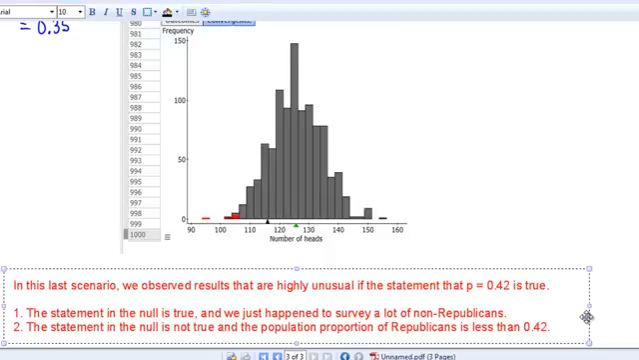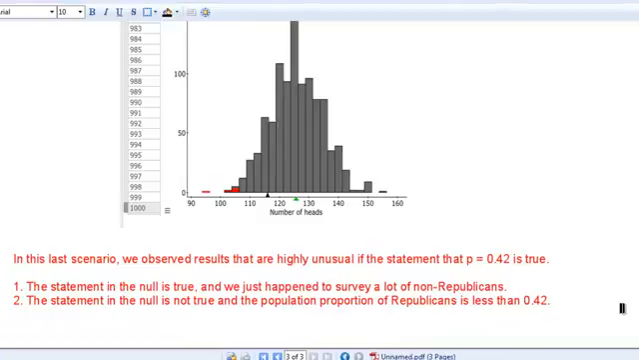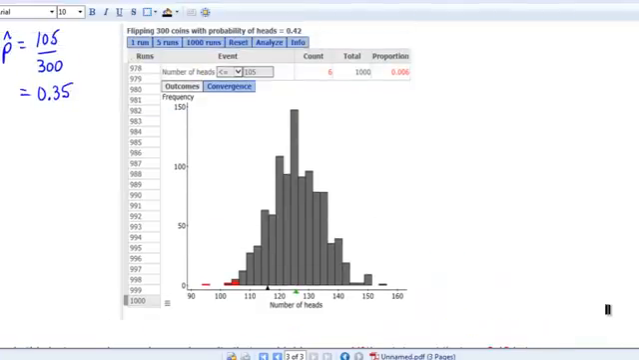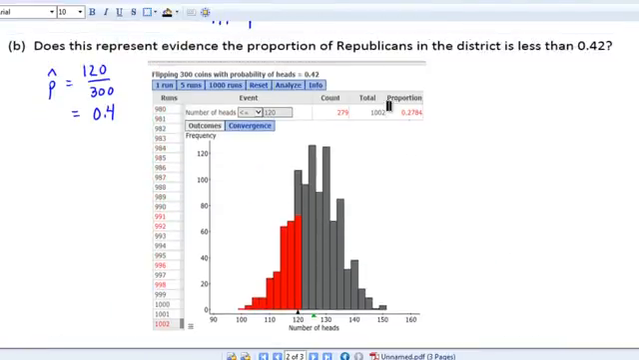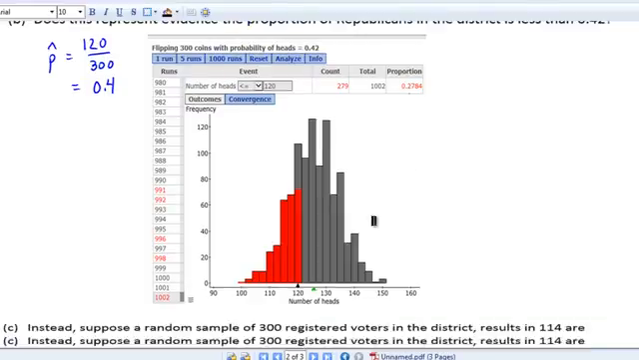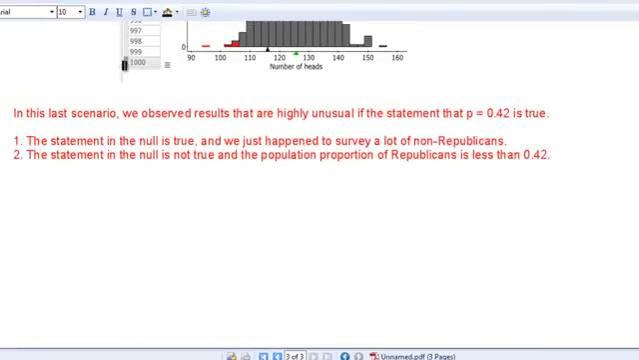We prefer to accept the second statement as the better explanation as to why we got these results. It's not to say that statement 1 couldn't be the explanation, because it could happen that you get only 105 Republicans out of 300. We can see it happened, even though the population proportion is 0.42. So it could happen, it's just not likely to happen. Now, these proportions here, the 0.006, the 0.077, and the 0.2784, in general, we refer to these as p-values. They're called p-values.